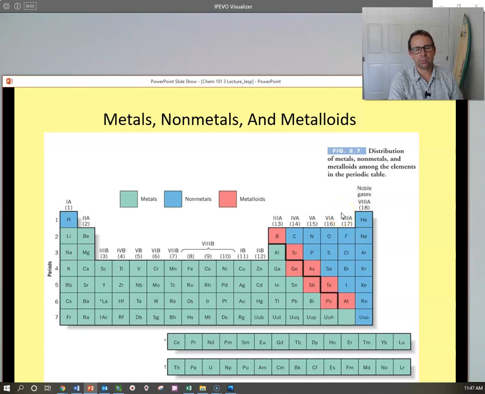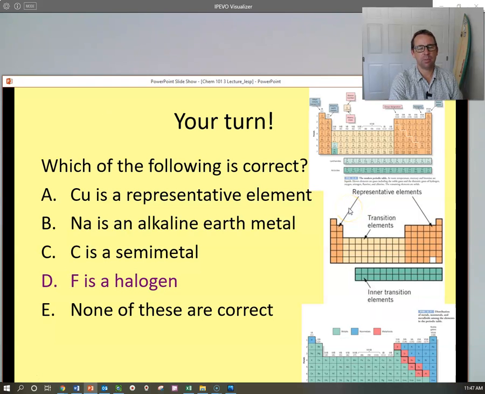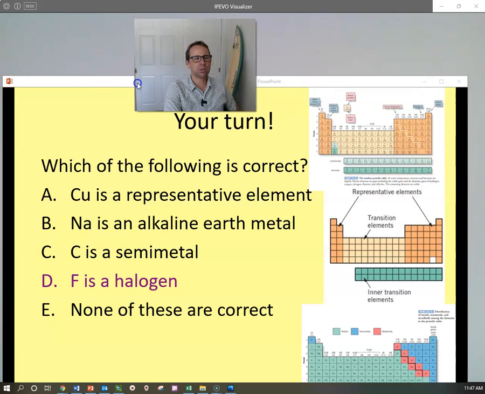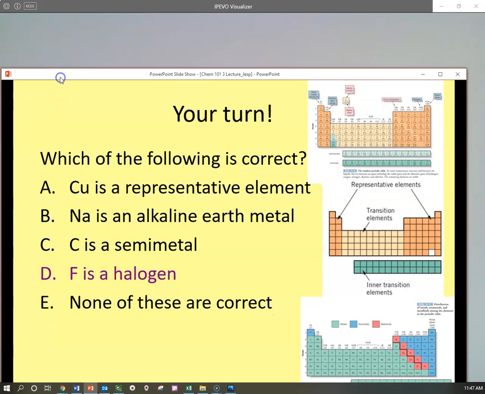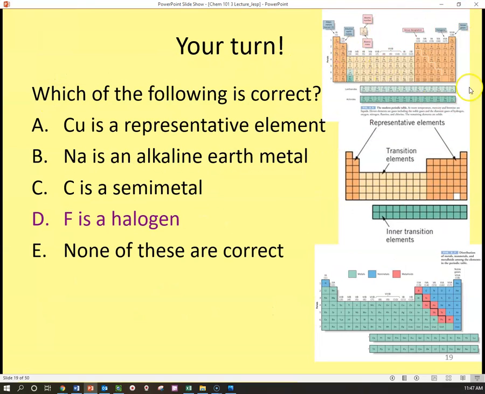Okay, so let's see if from our conversations there, you can pick out which of the following is correct. All right, you might have to use your periodic table a little bit. It might help to get this as big as possible so that you can see this information here. Maybe it's too small to see.